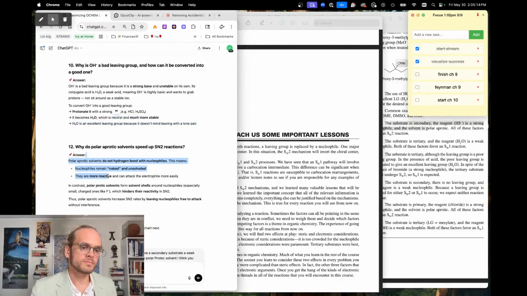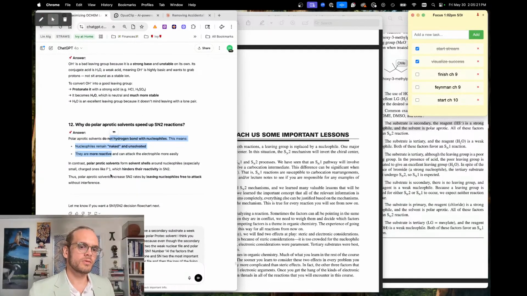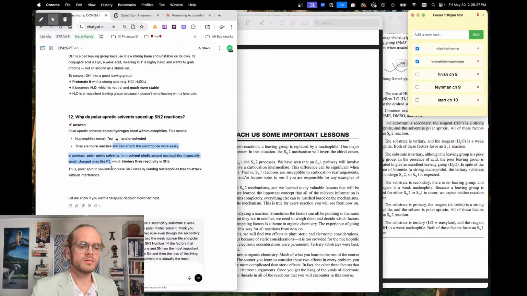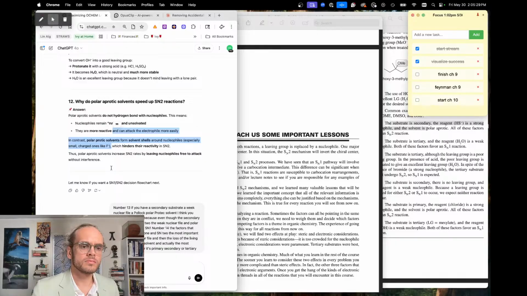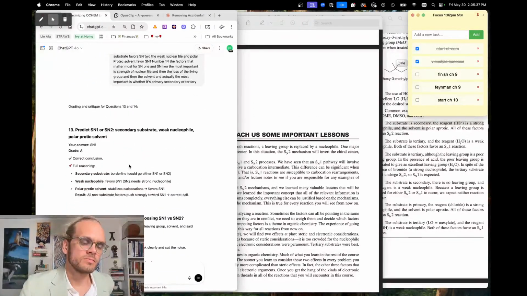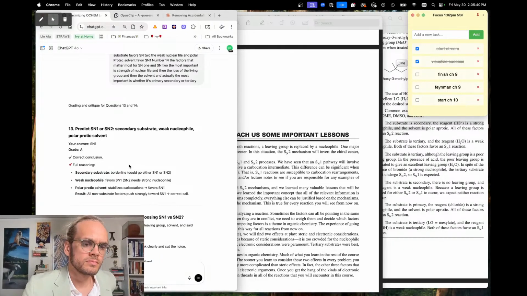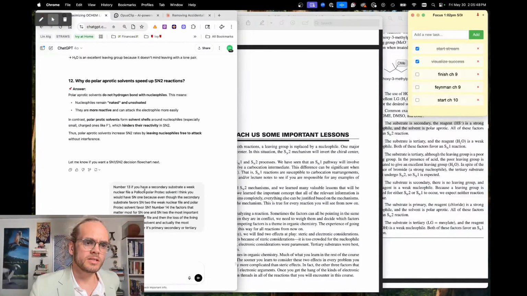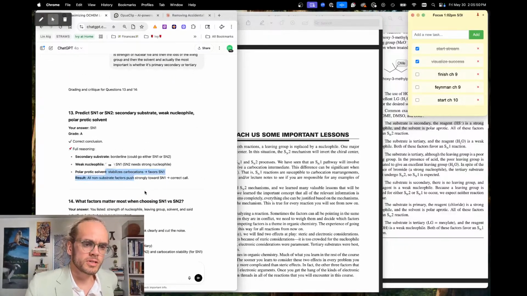Got it. Polar aprotic solvents do not hydrogen bond with nucleophiles. More reactive and can attack the electrophile more easily. Polar aprotic solvents increase SN2 rate. So I probably got that wrong. Weak nucleophiles favor SN1. Polar protic solvent. What did it just say? Yeah, polar protic favors SN1.